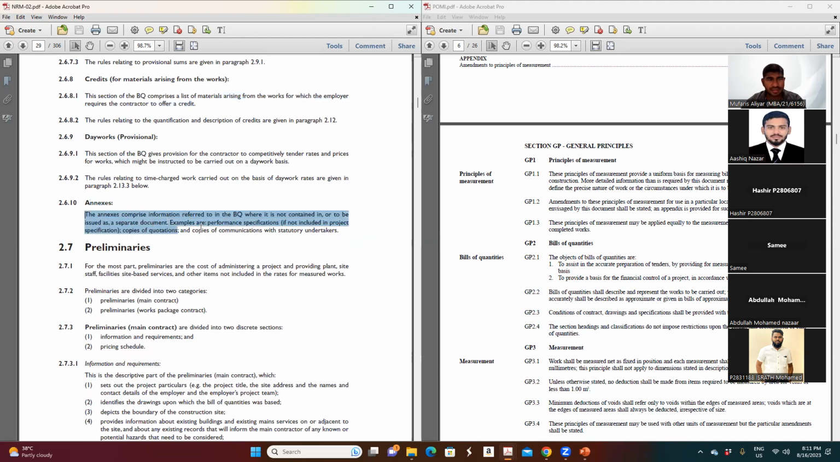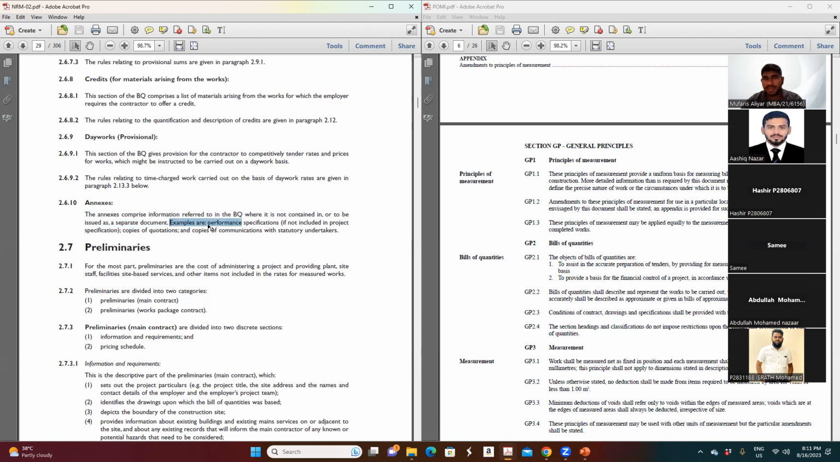This annexure is what he said. The annexure comprises information referred to in the BOQ which is not contained in or to be issued as a separate document. So, which the contractor has to consider in his price during the pricing, but that is not mentioned in the BOQ. They will issue it as an annexure. You cannot put a line item for that in the BOQ. That is very difficult, to put a line item. So that has to be considered in the annexure.